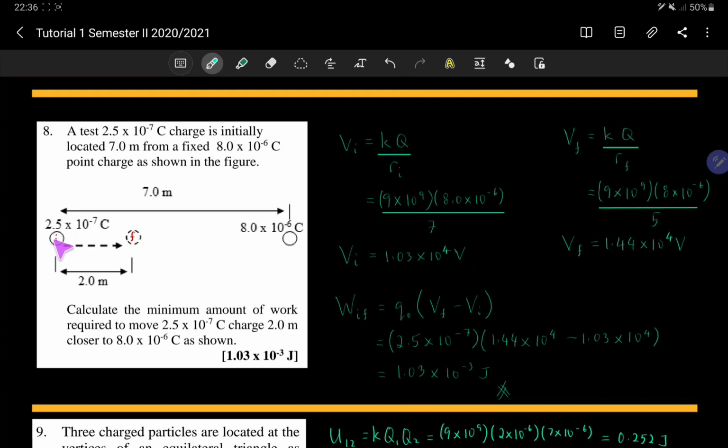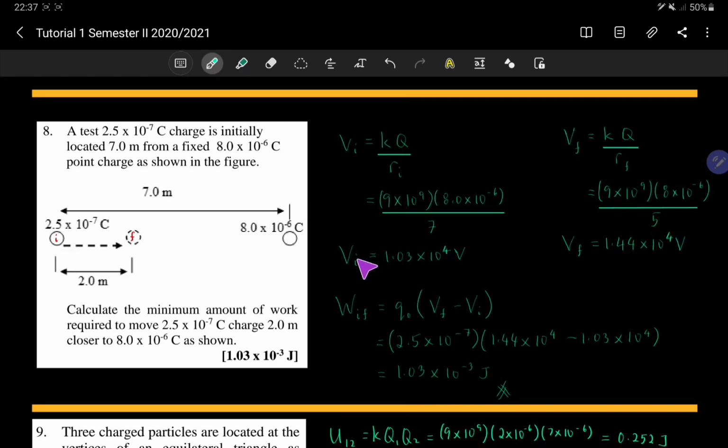And then by moving the test charge 2 meters closer to the isolated charge, what happens now? V final, this is the final position. V final equals kQ over r final. Again, k is just a constant. Q is the charge of our isolated charge, which is 8 × 10^-6. And r final is the new separation between the final position and the isolated charge, which is 7 minus 2, giving you 5 meters. So V final is 1.44 × 10^4 volts.